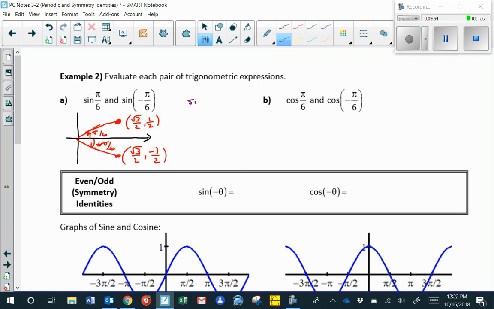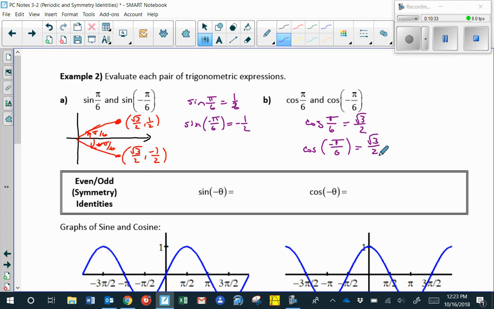So that tells us that the sine of pi over 6 is 1/2, and the sine of negative pi over 6 is negative 1/2. Okay, let's do the same thing with cosine. We can use the very same diagram. Cosine is the first coordinate, so cosine of pi over 6 is square root of 3 over 2, and cosine of negative pi over 6 is also positive square root of 3 over 2.